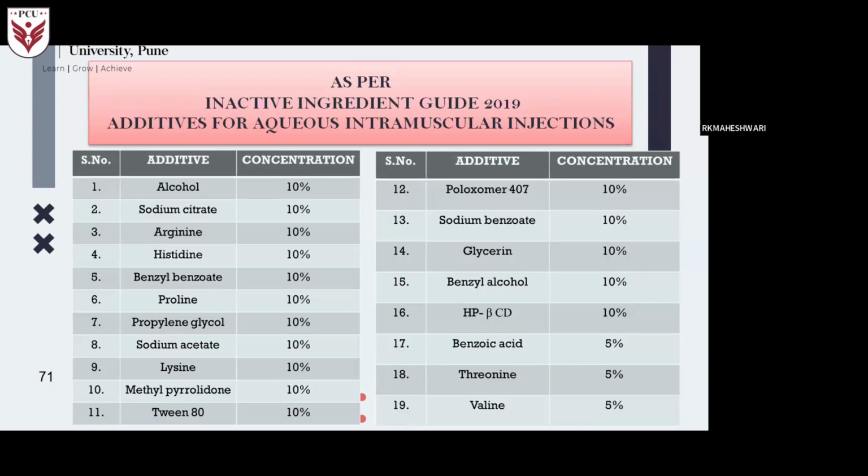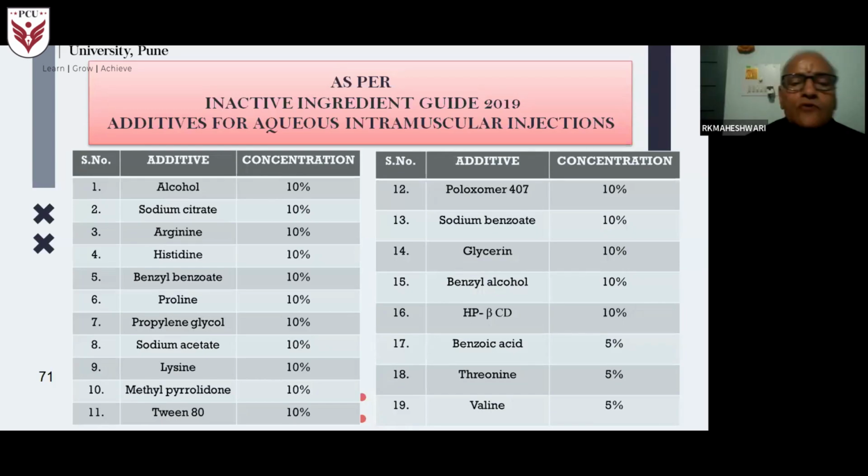So just by permutation and combination, you can prepare a 30% solution, you can prepare a 25% solution, and then you check the solubility of your drugs. When you get a good solubility of your drug, you can convert it into aqueous intramuscular injection. In this way, you can make innumerable safe solvent systems to develop aqueous intramuscular injection.